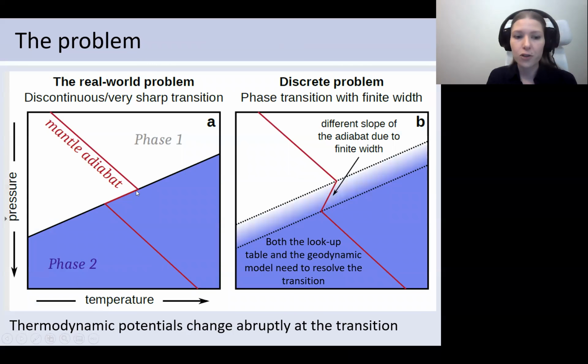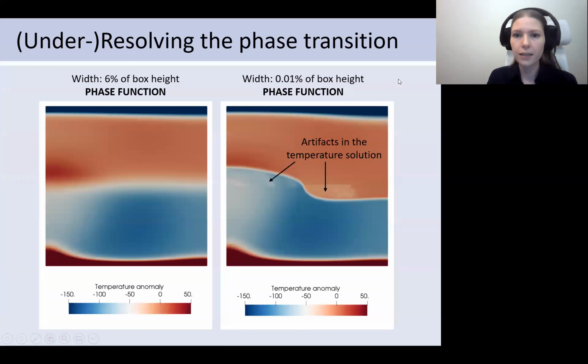But if the phase transition is discontinuous, then this is not actually possible. And if we're just slightly above or slightly below, we will completely mispredict the slope of the adiabat as it goes through this phase transition, and then we come out at a different temperature after we have crossed the phase transition. And we can look at a geodynamic model to see how this actually looks.